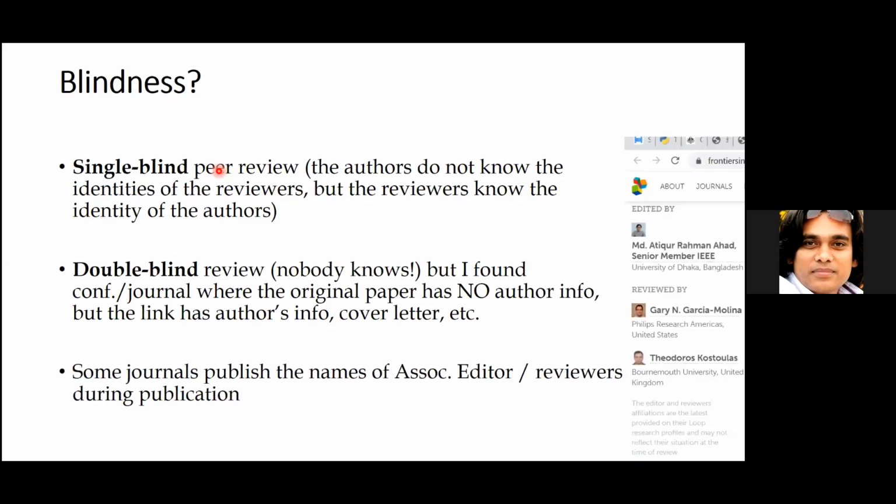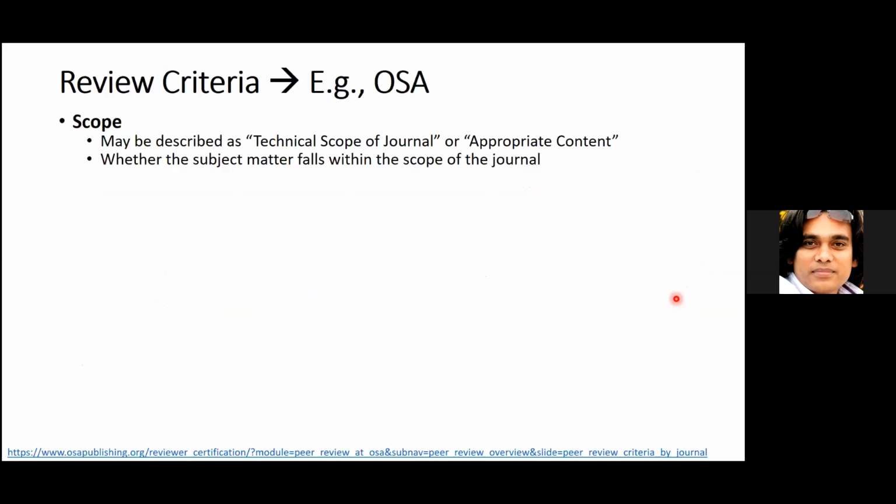And finally, some journals publish the names of the associate editor or reviewers during the publication. For example, this is one example where, being an associate editor, my name is here, and then reviewed by X and Y. When it was published in Frontiers, they put their names, not before. So some journals do this.